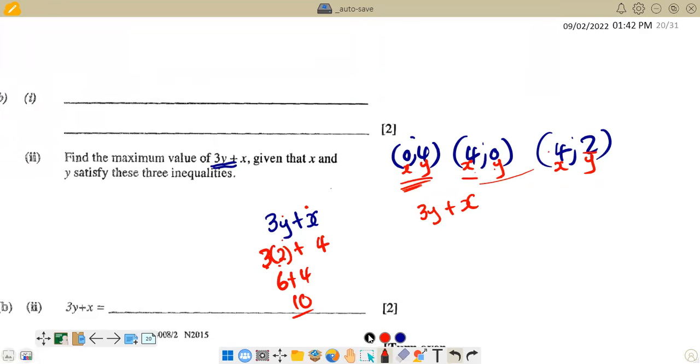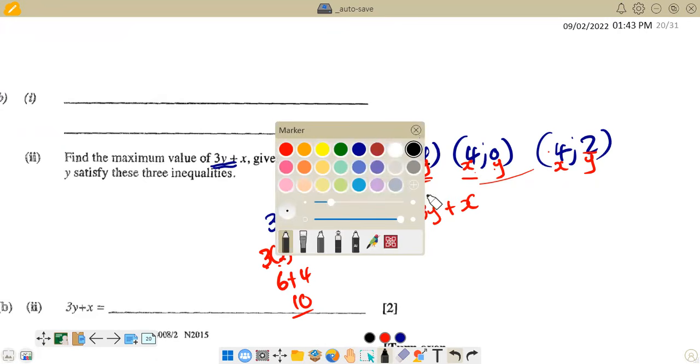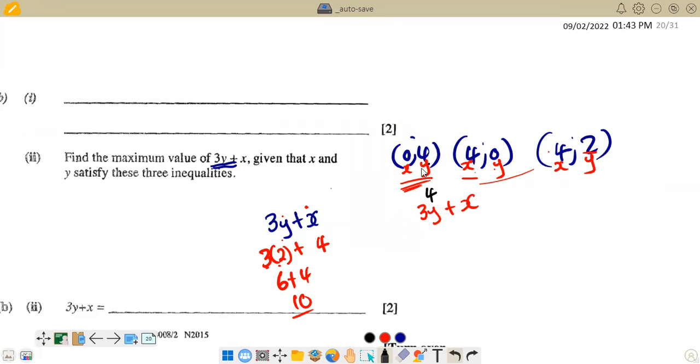Sorry, y is not 0, y is the one that is 4 here, all right? Y in this case, that's a 4 here, that's your y, so you're going to write the value of y, which in this case is a 4. And your x in this case is a 0 here. So 3 times 4, that is 12 plus 0, which is 12. So you see, there's a bigger value.